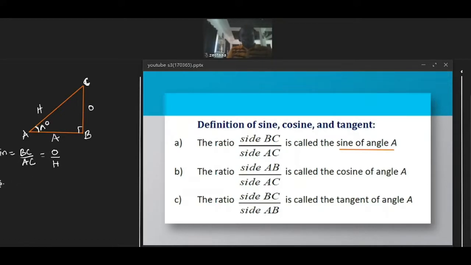Then for cosine, we abbreviate it as cos. Cosine is the ratio of AB, which is this, out of the AC. AC is our hypotenuse, and AB is our adjacent. So this is the same as the adjacent over the hypotenuse.